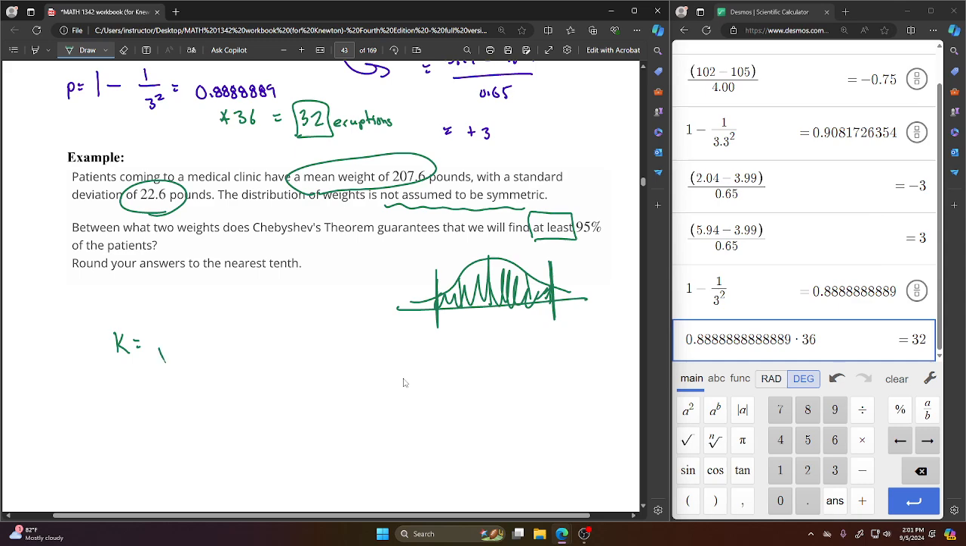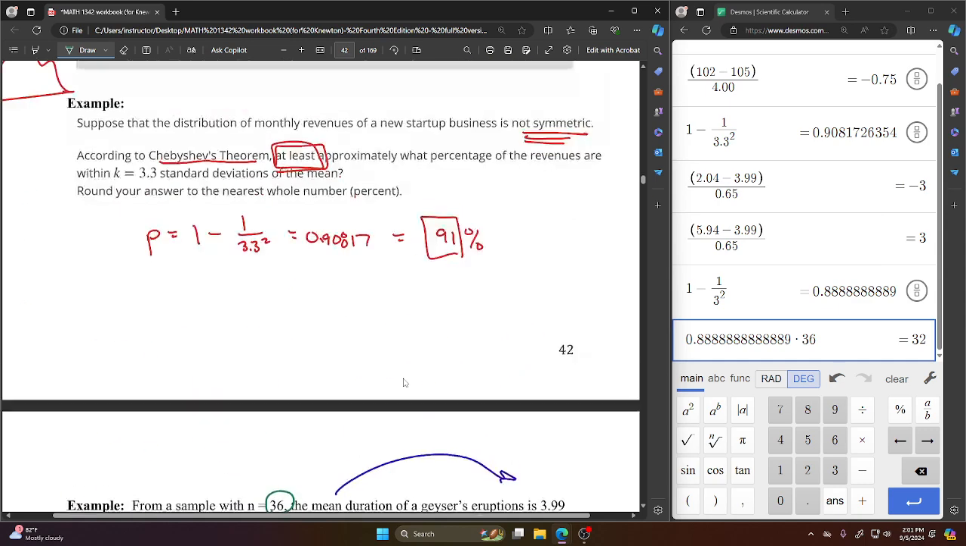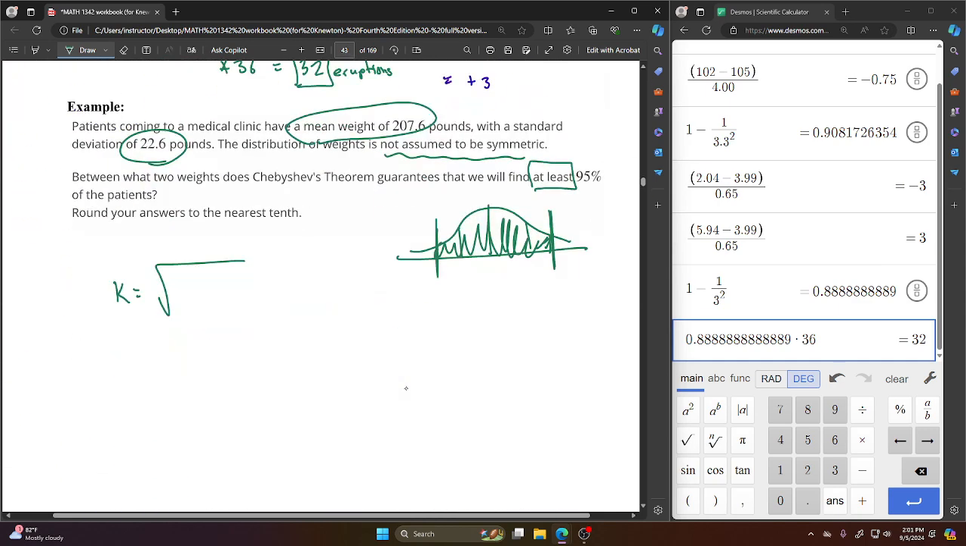So K is equal to the square root of 1 over 1 minus P. Well, we have our P, so that's good. So do I just put a 95 in there? Looks a little weird. 0.95, very good. 0.95 makes more sense, right? In a way, it's like 100% minus the 95 to create that number.